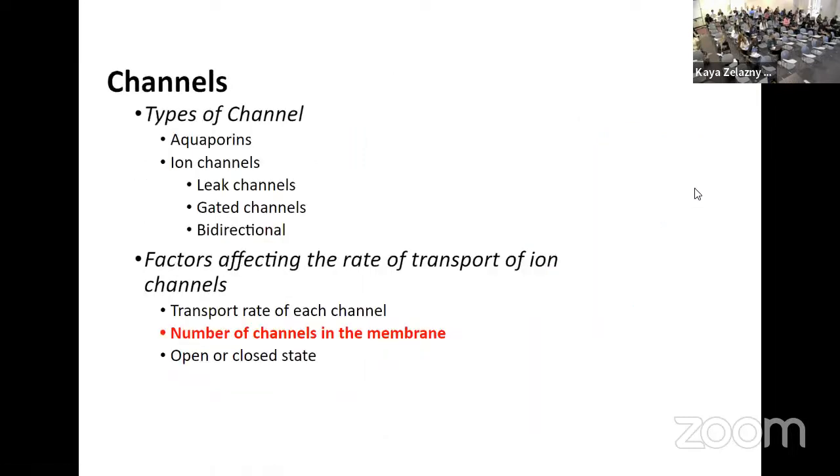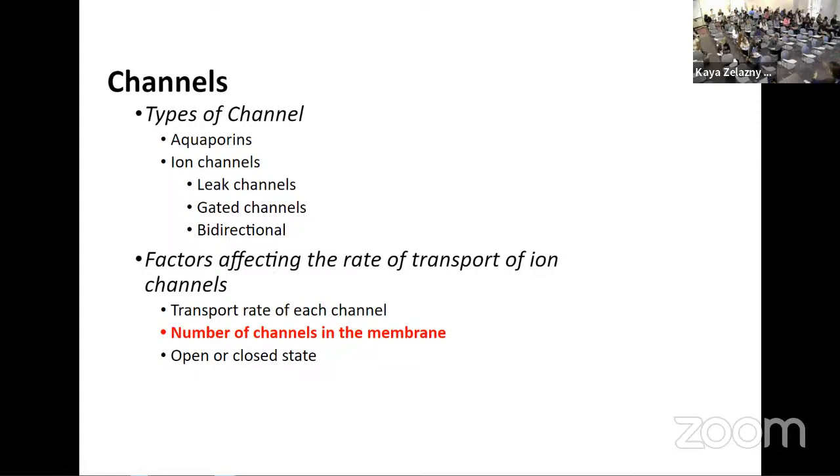There are some types of channels that exist, and this is where we will end today. Aquaporins are channels for water. Unless I tell you otherwise, we're always going to think about a cell as having aquaporins. So we're thinking of water being able to cross, but it is because of a channel protein. We have lots of ion channels that we will think about throughout this course. We're going to have leak channels that allow a little bit of ions to leak through. We're going to have gated channels.